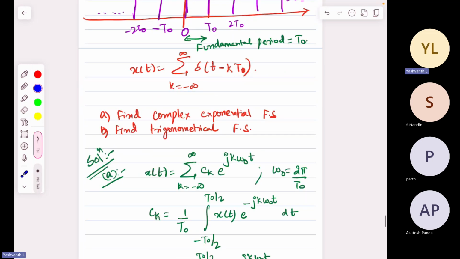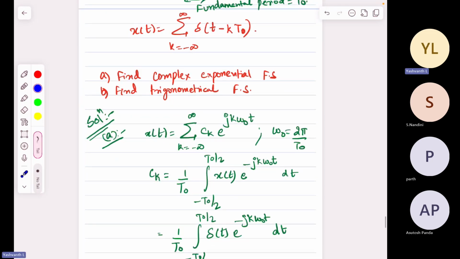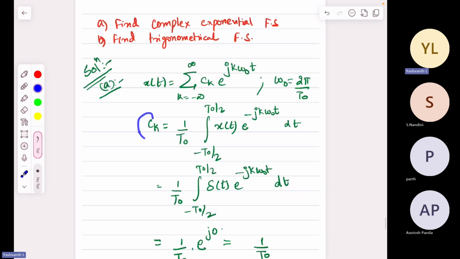Okay, so yeah, this one is a little straightforward, not too difficult. So for x of t, the expression for the Fourier series is summation k equal to minus infinity to plus infinity c k e power j k omega naught t, where omega naught is equal to 2 pi by t naught. Now, the value of c k is 1 by t naught into the integral from minus t naught by 2 to plus t naught by 2.